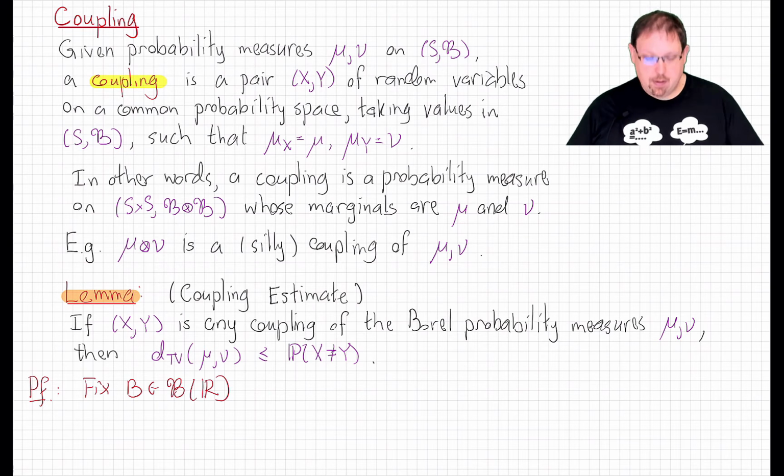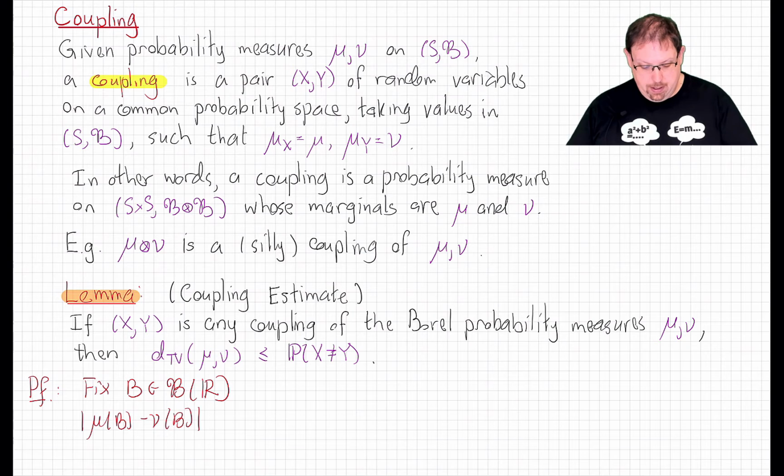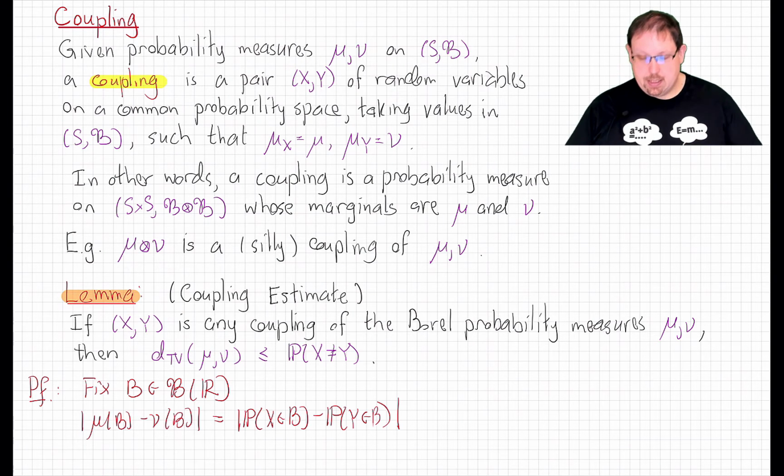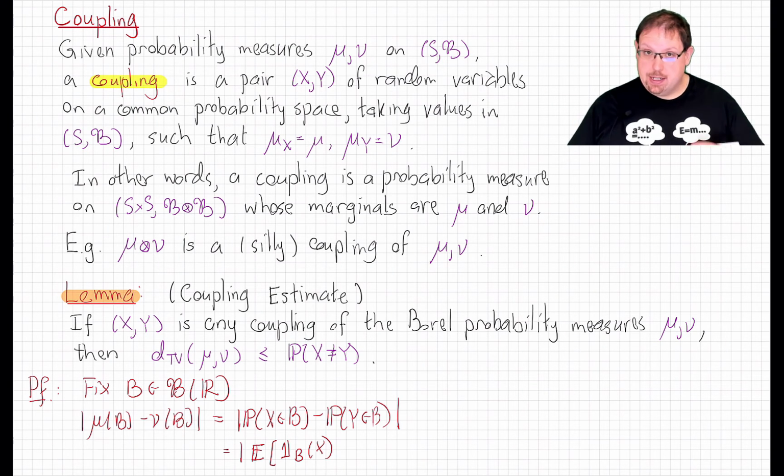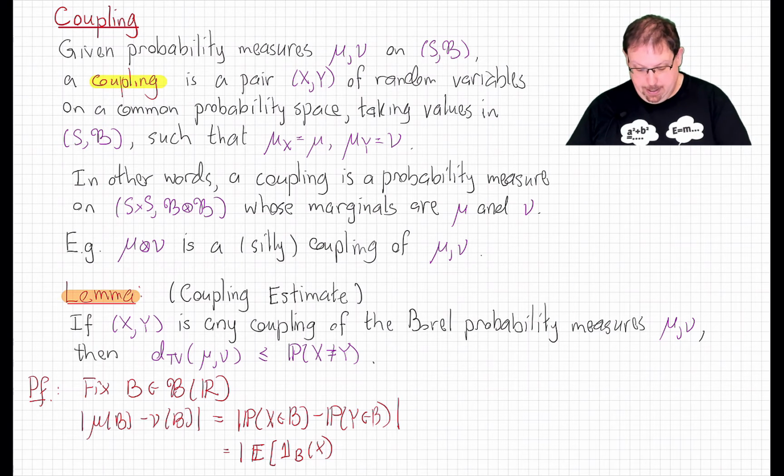Let's prove this. Fix any Borel set B in the real line, which is where these two random variables x and y live, and we just compute that the distance between mu of B and nu of B is the difference between the probability that x is in B and the probability that y is in B. Of course, that's the same thing as the expected value of the indicator of B evaluated at x, which is nothing other than the indicator of the set where x is in B, minus the indicator of B evaluated at y.